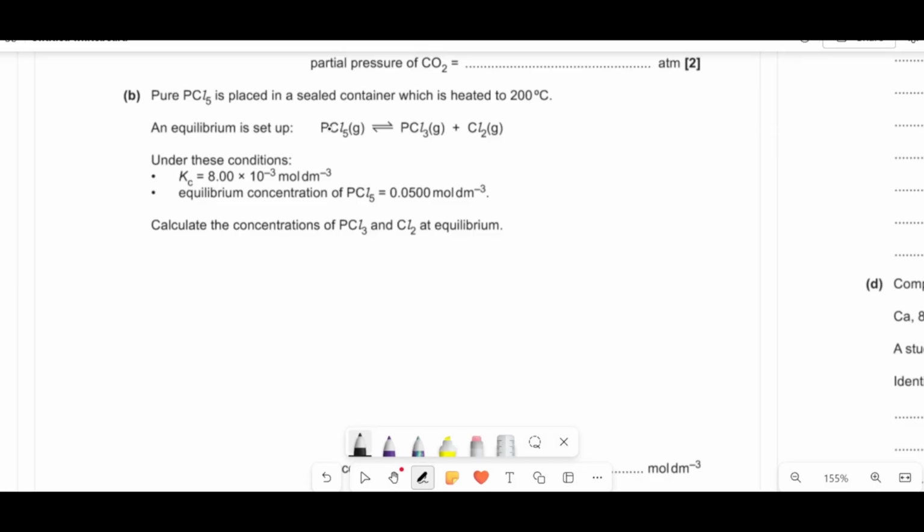Pure PCl5 is placed in a sealed container, which is heated to 200 degrees. An equilibrium is set up where PCl5 becomes these two. Under these conditions, Kc is this, and the equilibrium concentration is this. Calculate the concentrations of PCl3 and Cl2 at equilibrium. So write down what you need to use.